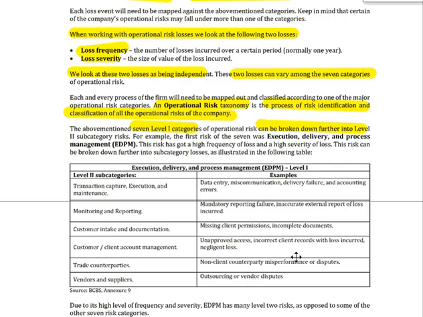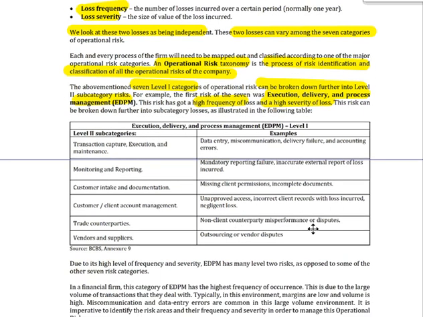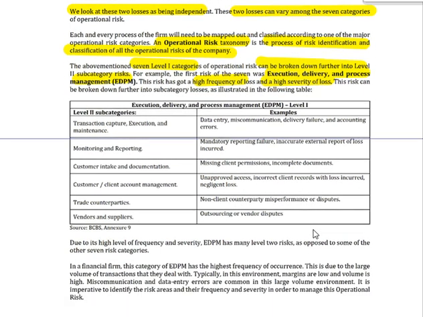For example, the first of the 7 categories we call EDPM, execution, delivery, and process management, which has a high frequency of loss. It can happen very often, and a high severity of loss. If it does happen, the losses can be quite severe. And if you look over here, we break this particular risk down into further categories, which we're going to call level 2 categories, as we look at this particular table.